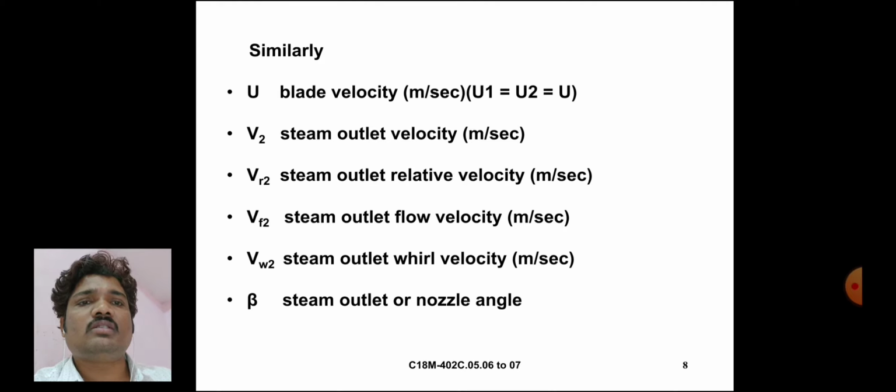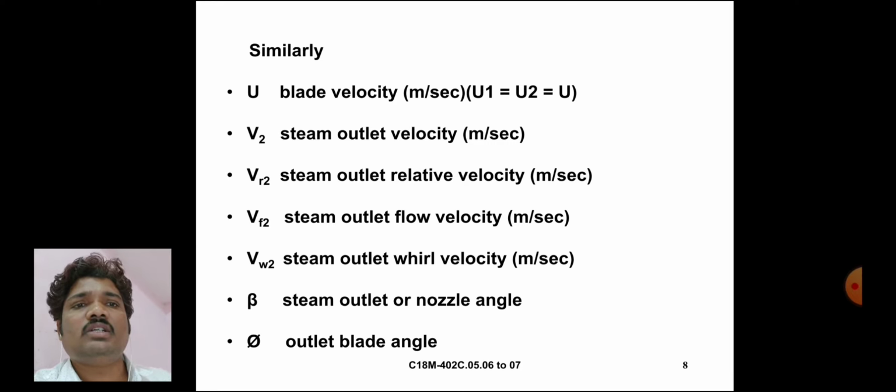Alpha is the steam inlet or nozzle angle. Beta is the steam outlet or nozzle angle. Steam outlet whirl velocity. Phi is the outlet blade angle. Theta is the inlet blade angle.